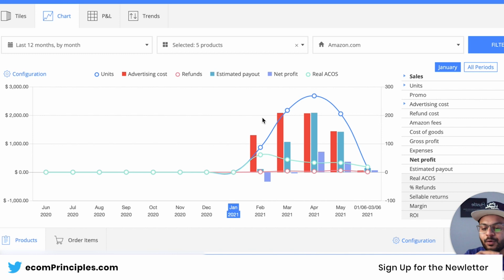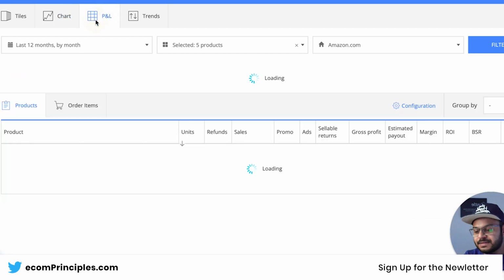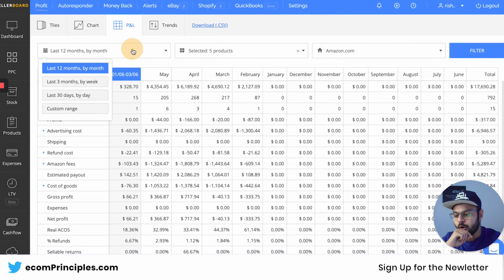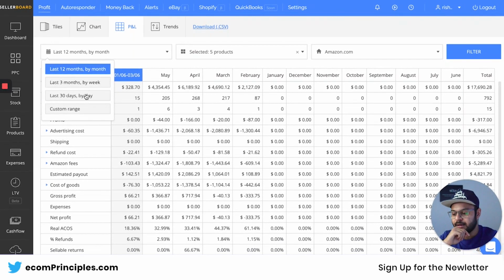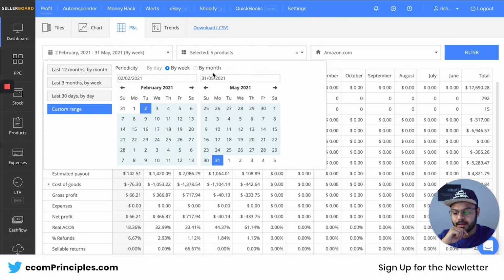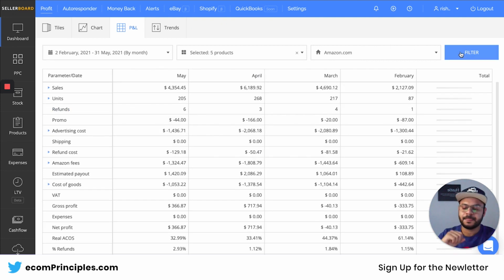But that's not it. We are going to be going deeper into this table because that is where the magic lies. But let's go into the profit and loss section, which is the next tab. Let's look at the custom range from February till the end of May, and let's look at it by month. Select your 5 products, Amazon.com. Let's filter this.